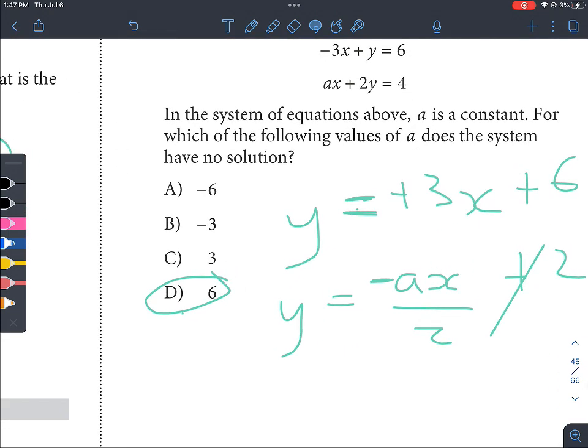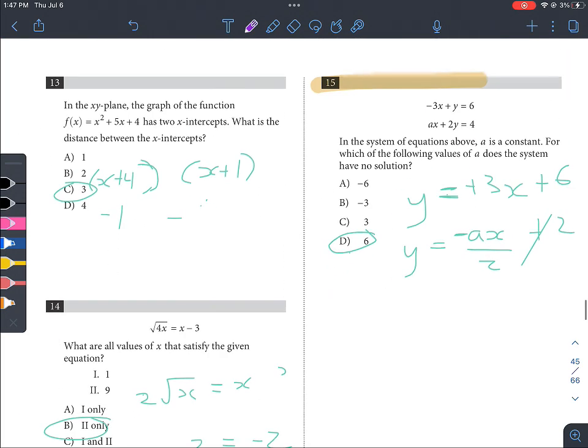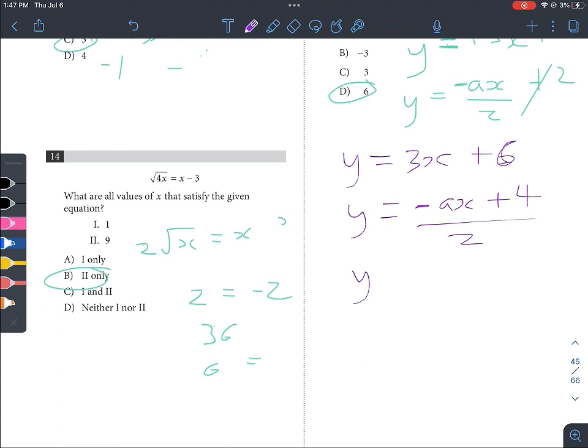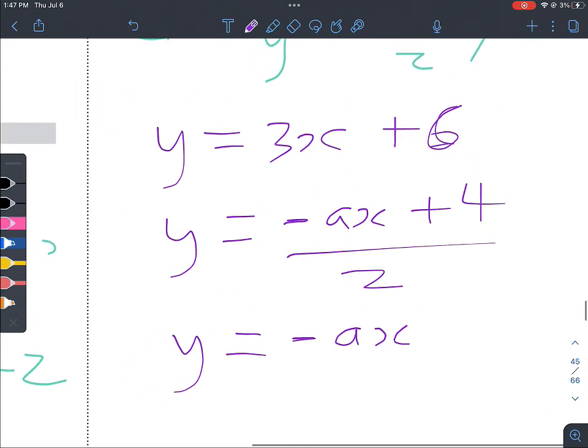First, let's just try and get everything to the right side. Y equals 3x plus 6. Y equals negative ax plus 4 divided by 2. Y equals negative x divided by 2 plus 2. Okay.